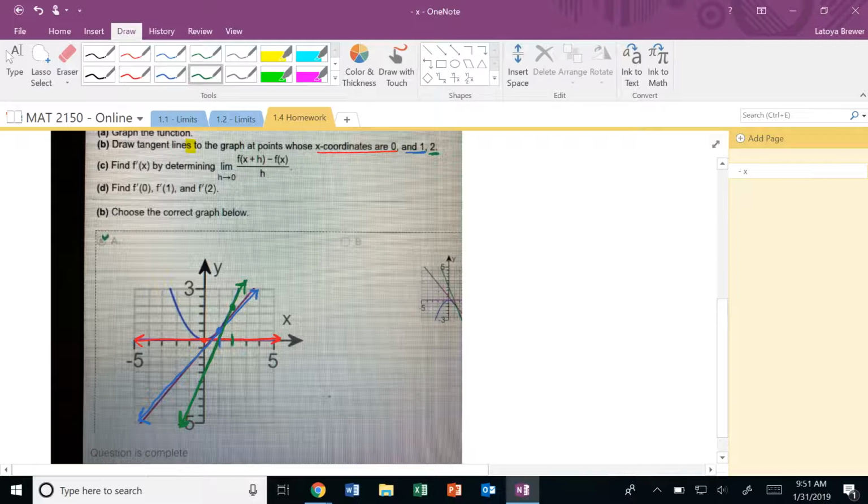So let's actually jump to part C. If I had to create an equation for one of those lines, what I would do first is jump to part C. And part C is asking me to find f prime of x, which in short means it's asking me to find my derivative. Well, why do I want to find my derivative?